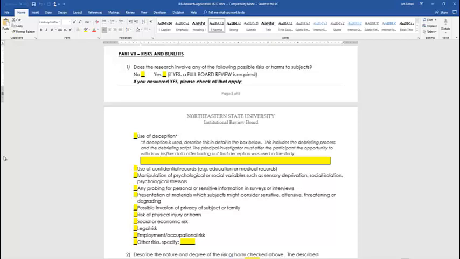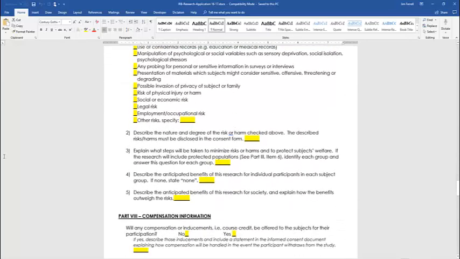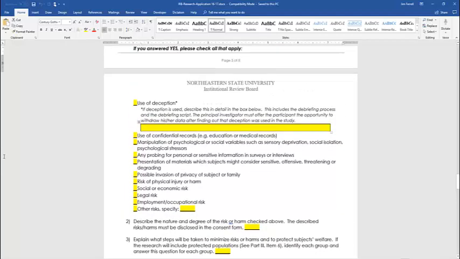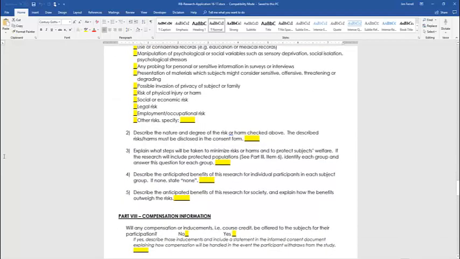Okay, so there are two ways then you can see that we do full board reviews. If they are concentrating on a protected population, or if it's one of these risks and benefits. And then we look at those. The rest of the questions in Part 7, 2 through 5, deal with how they're going to address these. Question 2, describe the nature and degree of the risk. If there's nothing checked up there, then they're going to leave this blank or hopefully put NA.